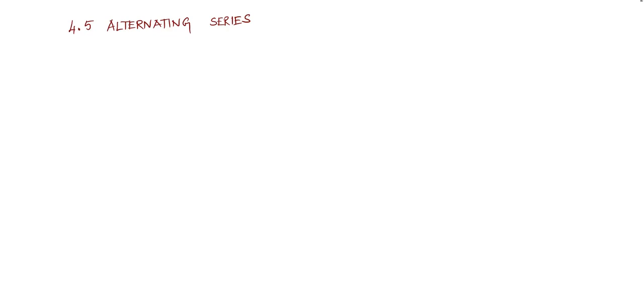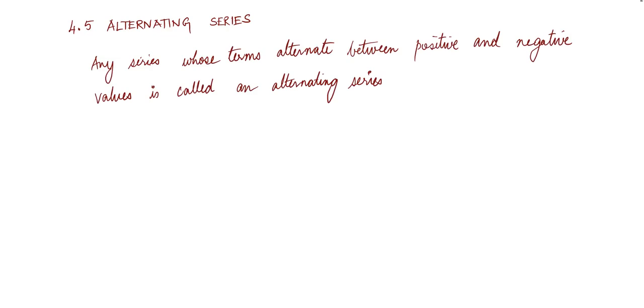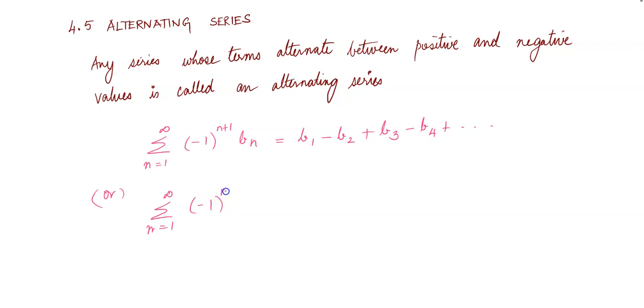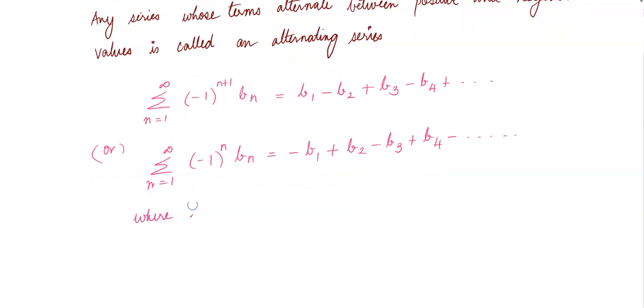The definition here is that any series whose terms alternate between positive and negative values, we call an alternating series. So let me write out the definition here. The alternating series can be written as the summation from n equals 1 to infinity of negative 1 to the power n plus 1 times bn. If you were to expand this, it comes out as b1 minus b2 plus b3 minus b4 and so on. Or you could have it as the summation from n equals 1 to infinity of negative 1 to the power n times bn, in which case we start with a negative term: negative b1 plus b2 minus b3 plus b4 minus and so on. In these cases, bn is greater than or equal to 0 for all positive integers n.